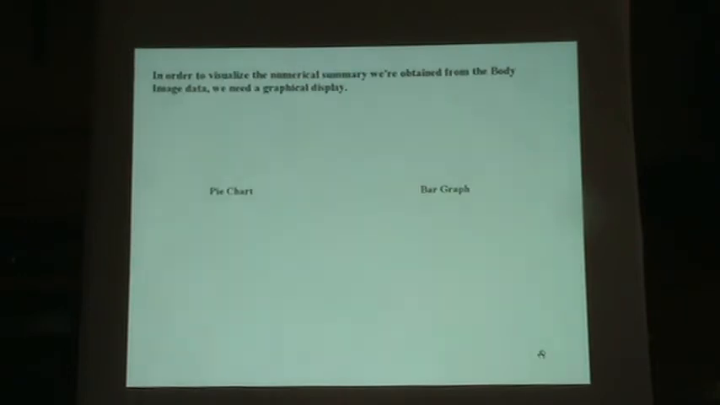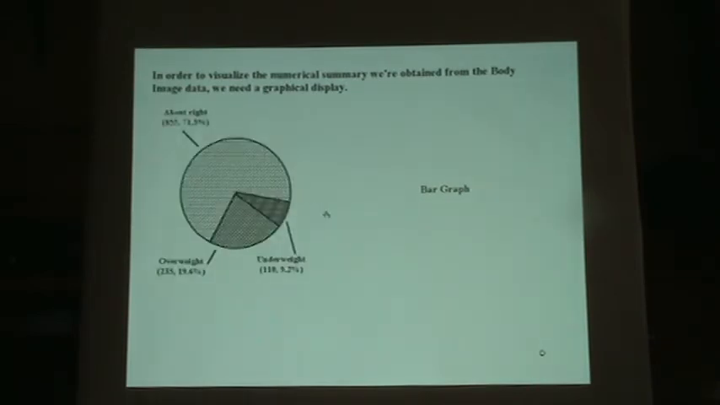But it's also nice to have a graphic representation of that data also, and so we can construct a pie chart. And this is a pie chart of the same data. This is the body image about right, which is 855, which was 71.3%. This is the overweight, 19.6, and this is the underweight. And of course the pie chart gives us a very nice picture of the data.